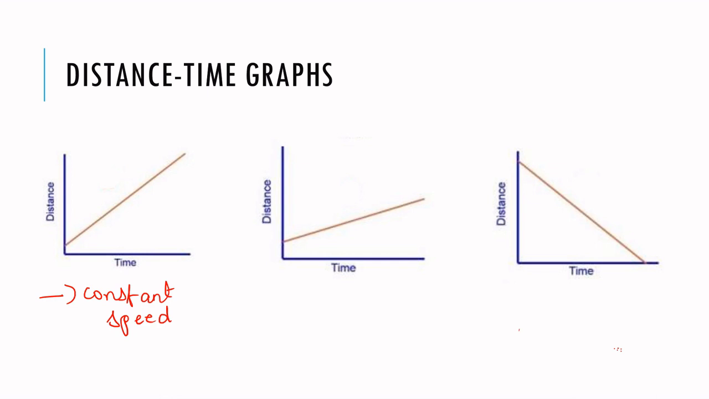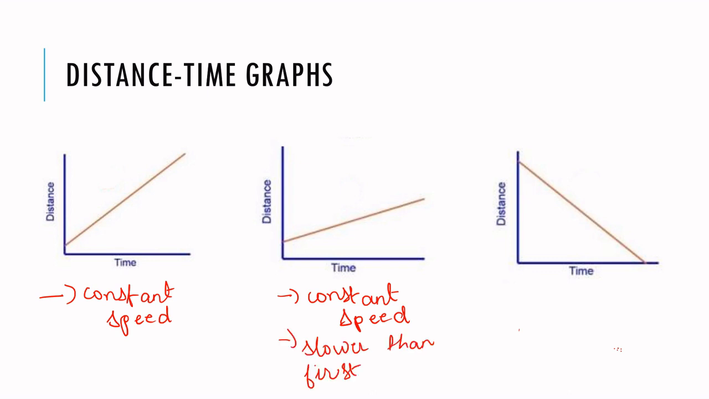Now let's look at the second graph. The second picture also shows a constant speed, but this speed is slower than that of the first graph because the gradient is less steep. So let's write it down here. Alright, now let us look at the third graph. It is a downward sloping straight line. This also shows constant speed, but it denotes that the object is moving back to where it started.